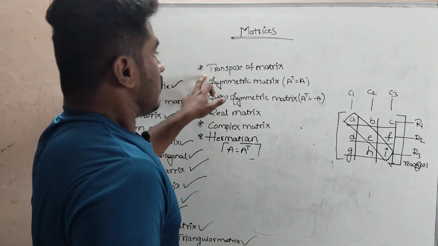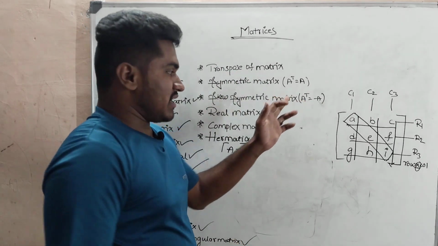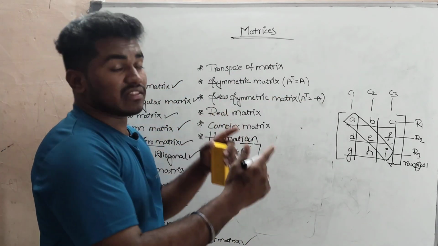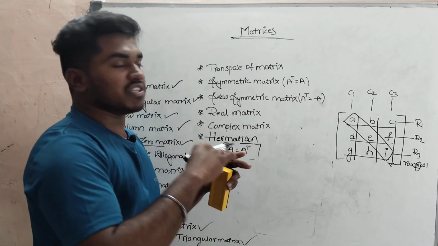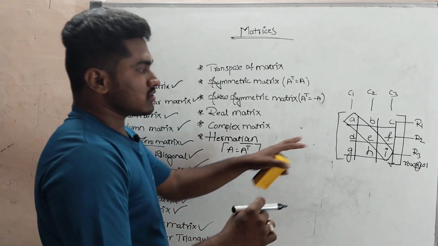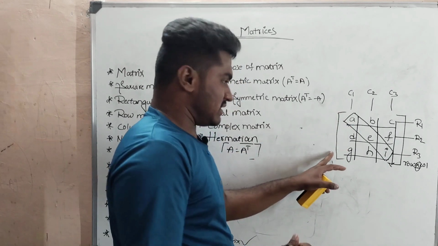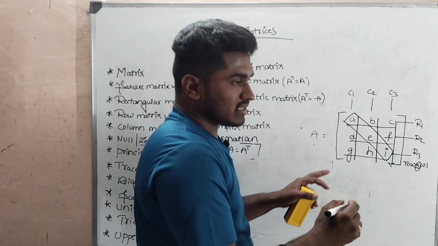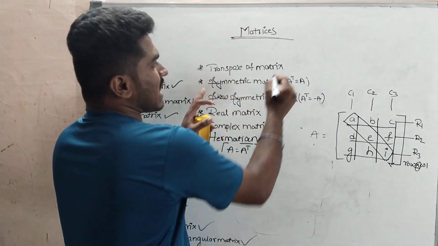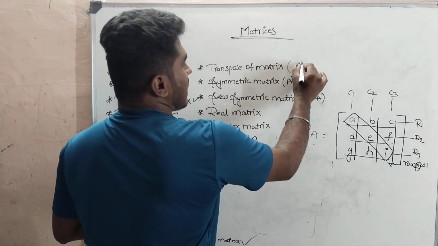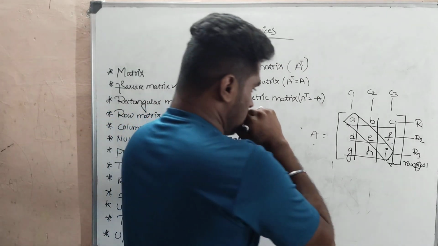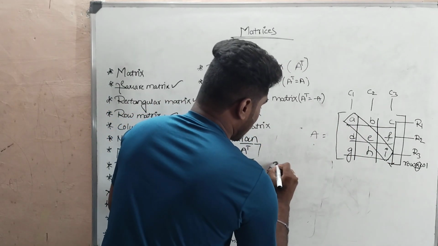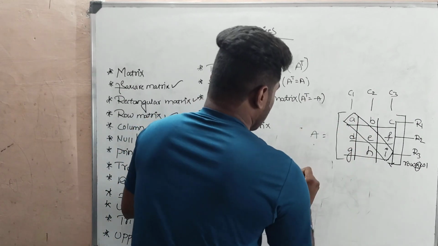And then we'll discuss the transpose of a matrix. The transpose of a matrix is nothing but transforming the rows into columns and columns into rows. Let's take this matrix itself. Assume that this is a matrix. The transpose of the matrix can be represented like this. I'll write the transpose of this. A transpose equals A.